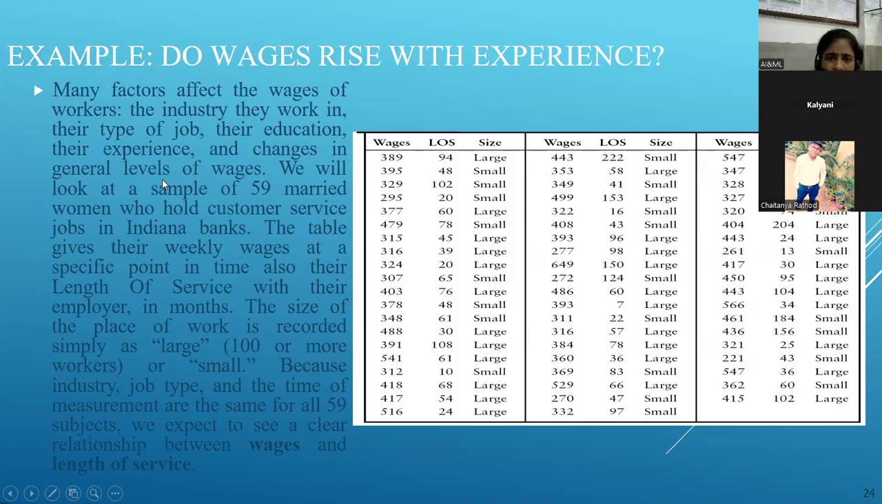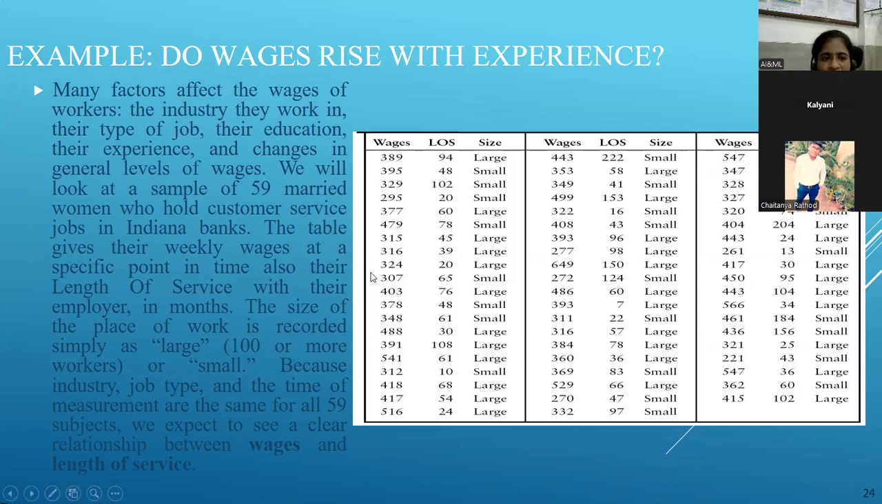So this is again an example for you people to practice. Jahan par these three parameters are given. And what is to be done is, many factors affect the wages of workers, the industry they work in, their type of job, their education, experience, changes in general levels of wages. So these are samples of 59 married women who hold customer service jobs in Indiana banks.